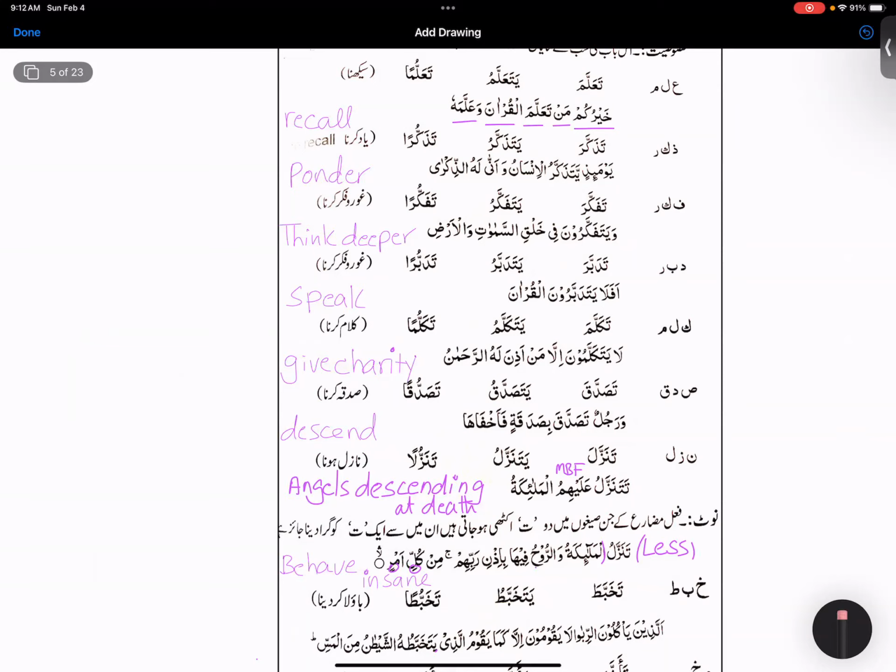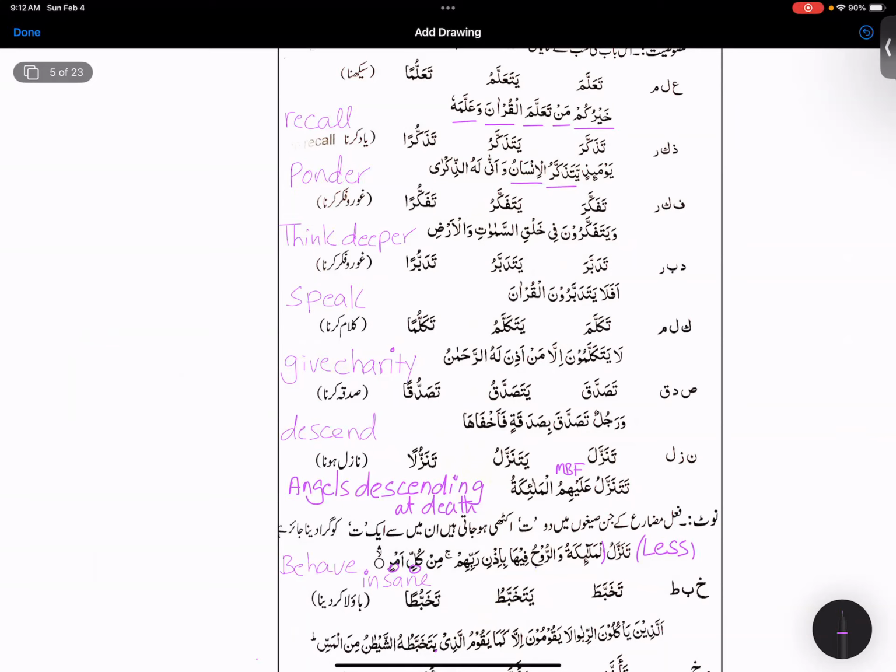Then we have: yawmaidhin yatadhakkarul insanu wa anna lahu dhikra. So yawmaidhin, on that day, yatadhakkaru. What family? Family 5, it's mudari. Yatadhakkaru, so the kaf and ra are the root letters. Yatadhakkarul insanu. So on that day, human beings will remember, right?